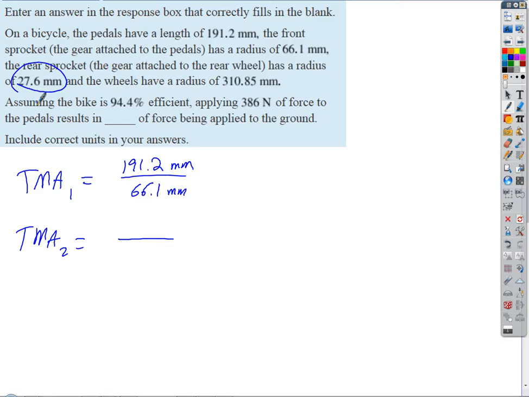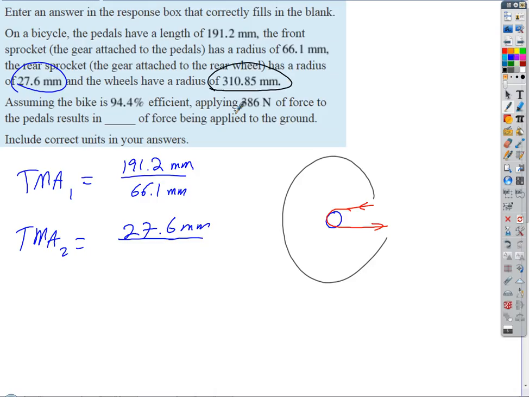If you looked at the rear tire, wouldn't it just look like this? We've got this little gear that the chain is wrapping around, and the chain is turning that wheel, and attached to that is this big tire that's being rotated. So we're going to get 27.6 millimeters divided by the big radius of the tire, that's the output distance, 310.85 millimeters. Well, that's a really small mechanical advantage, isn't it? That's less than 1/10.